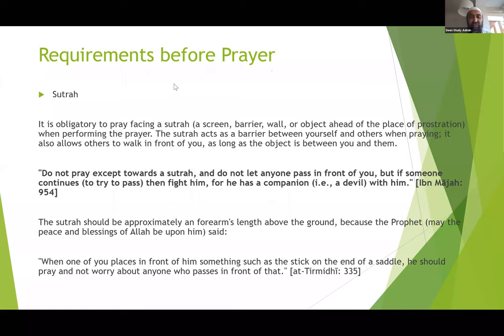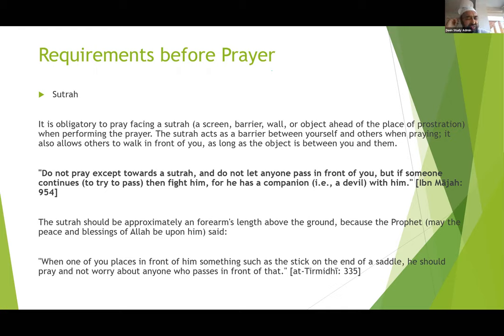So it is obligatory to pray facing a sutra, a screen, a barrier, a wall, or object ahead of the place of prostration whilst performing the prayer. The sutra acts as a barrier between yourself and others whilst praying. It also allows others to walk in front of you as long as the object is between you and them. So let's explain that. Basically, it's something that's in front of you.